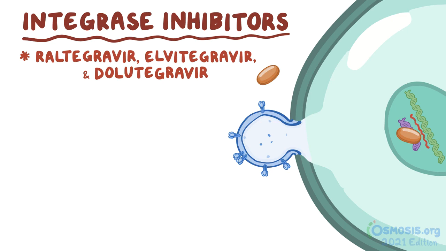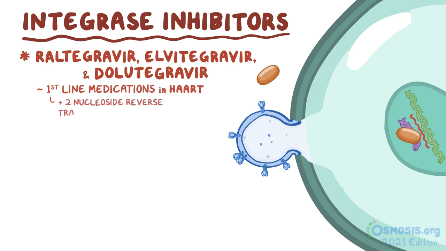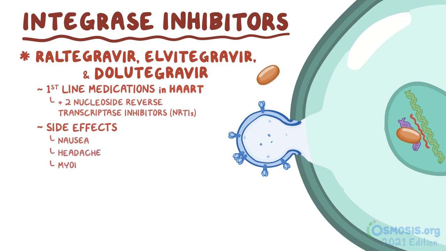Integrase inhibitors are used as first-line medications in HAART, along with 2 nucleoside reverse transcriptase inhibitors, or NRTIs. Side effects of integrase inhibitors include nausea, headache, and myopathy, which leads to an elevated creatine kinase.